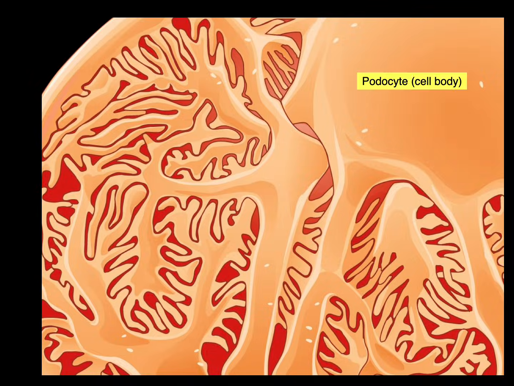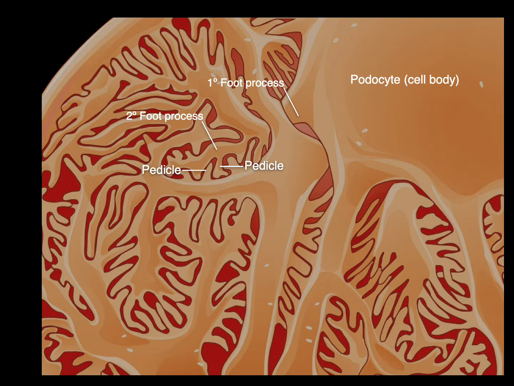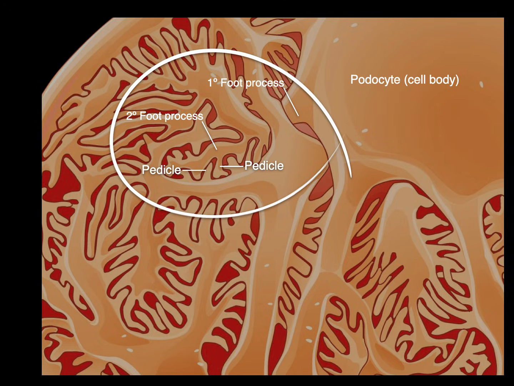Here's another illustration that shows a podocyte with its cell body, and there's a primary foot process with a secondary foot process, and there's a pedicle from one secondary foot process from one podocyte. And there's the pedicle from an adjacent podocyte. And there's the filtration slit in between those pedicles. Now, pathologists often use this in describing these in different disease processes. I'll just call them foot processes from now on.